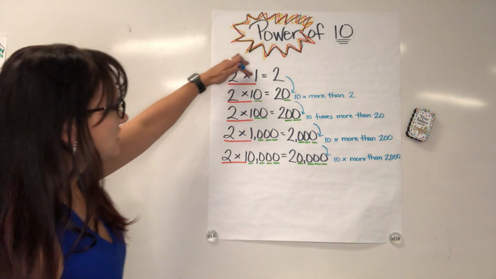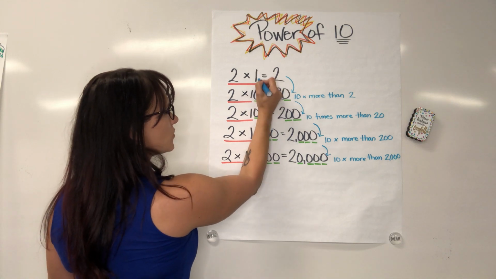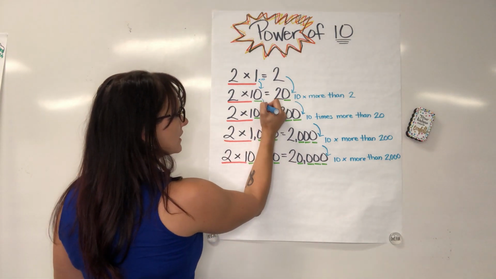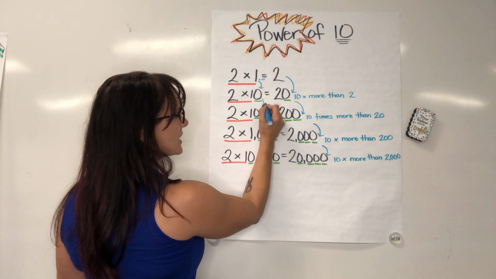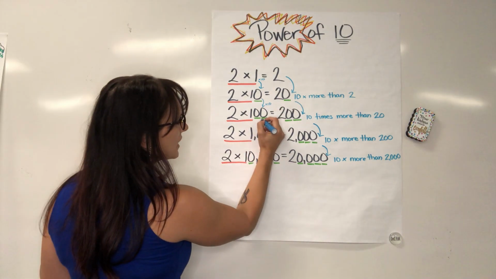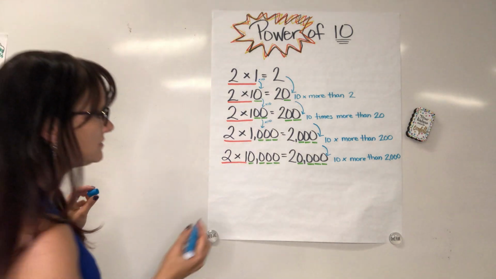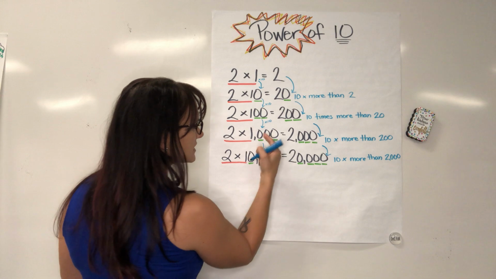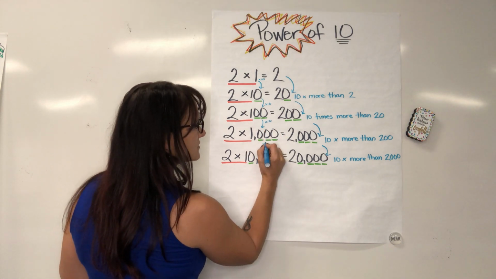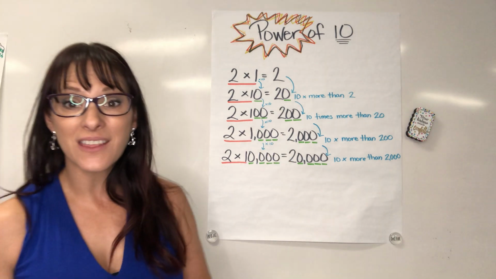Okay? And each one of these is 10 times more. It takes 10 ones to make, so 1 times 10 will get you to 10. 10 times 10 gives you 100. 100 times 10 gives you 1,000. And it takes 10 1,000s to make 10,000. So 1,000 times 10 will be 10,000.